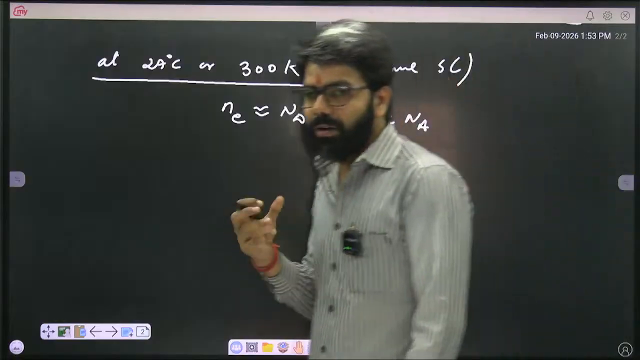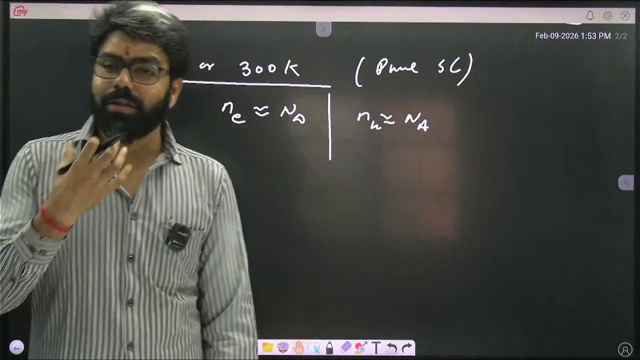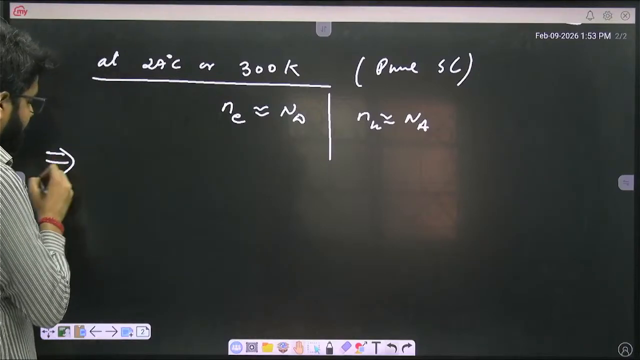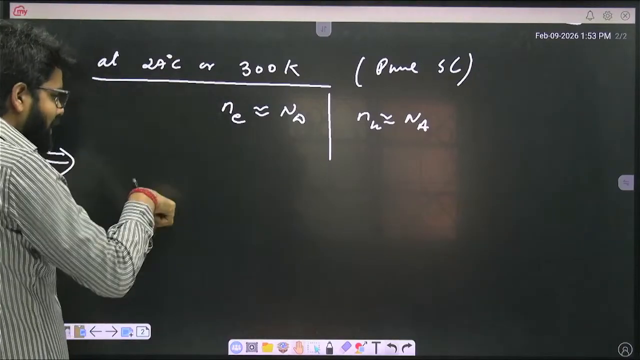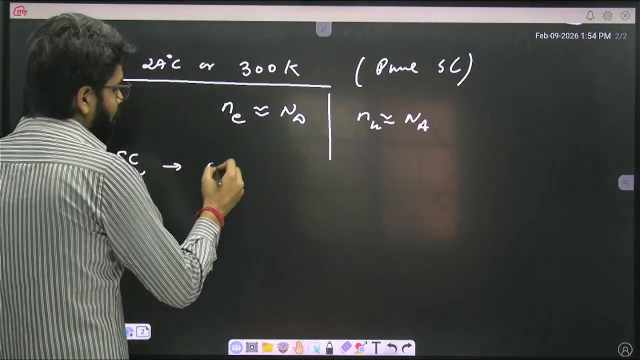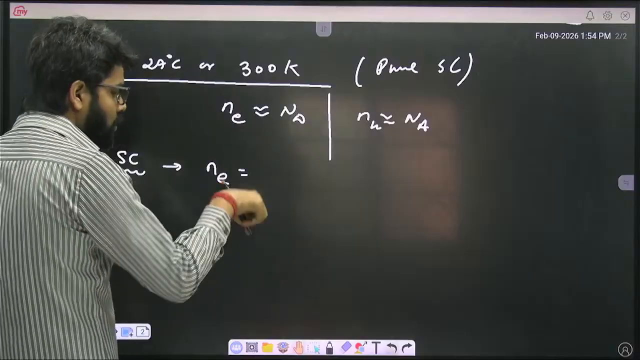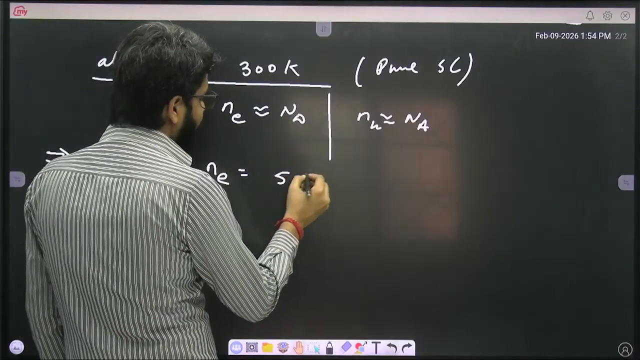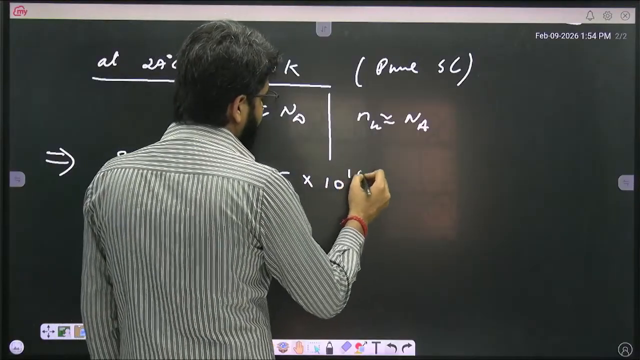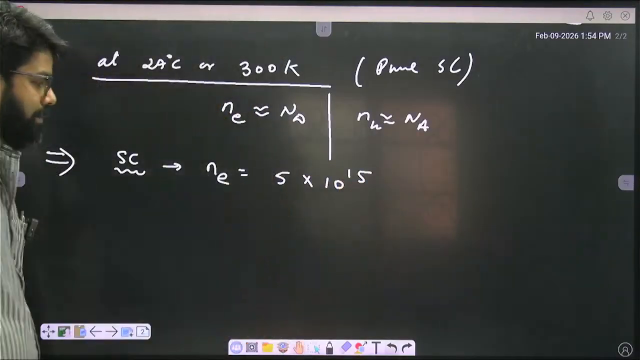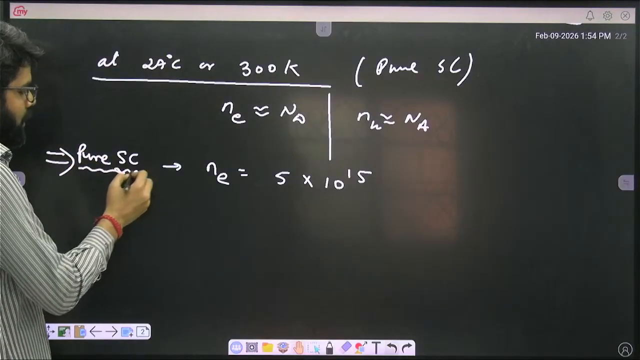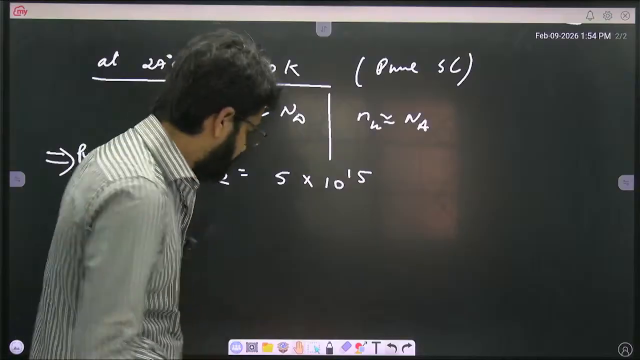Now I'll frame a question right now, and you can understand what kind of question they can ask. Suppose they give you, for a semiconductor, the number of free electrons as 5 into 10 to the power 15. That's the number of electrons they gave, and that is for the pure semiconductor. They gave it like that.